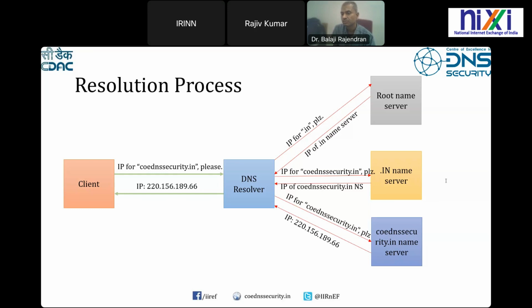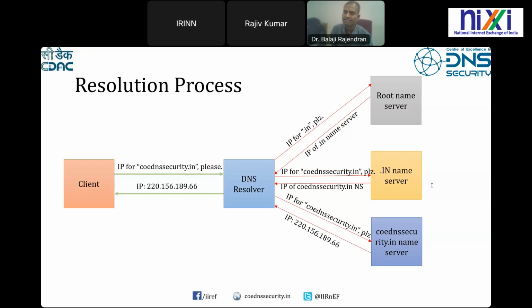Which root name server is selected is decided based on latency only. Typically, in the DNS configuration file there will be three to four root name servers, and based on the latency, it is decided which actually goes faster. So the query will be passed to that root name server.